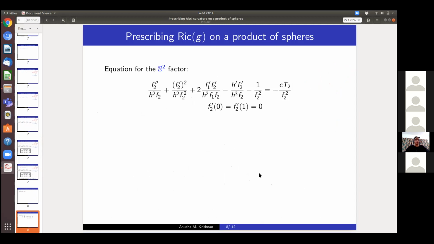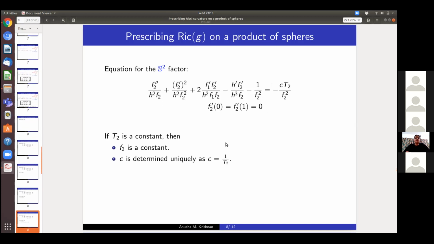Then in the very special case that the tensor T is such that T2 itself is assumed constant, it turns out you can explicitly solve the system. Using the Neumann boundary conditions, by a maximum principle type of argument, you can show that F2 must be constant as well. And then the constant number C is determined uniquely by the following expression.